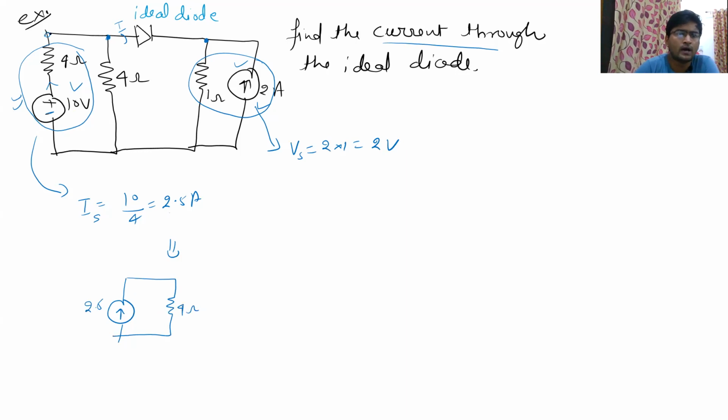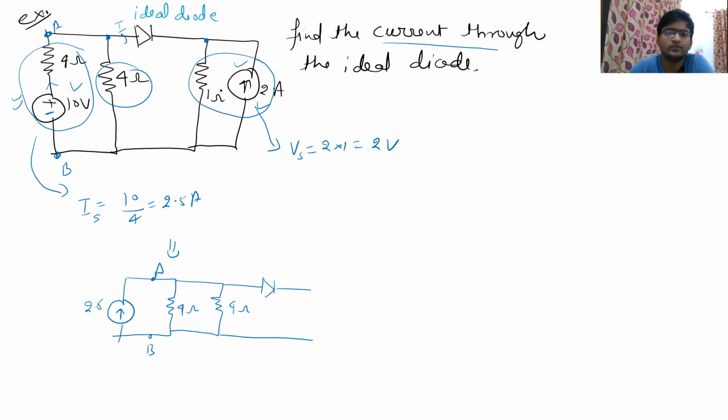So this whole arm from A to B is converted into this A to B, and this old 4 ohm can be kept in parallel like this. And what will happen to this? We can convert it into a voltage source of 2 volt in series with 1 ohm. So this will be like this. Right?